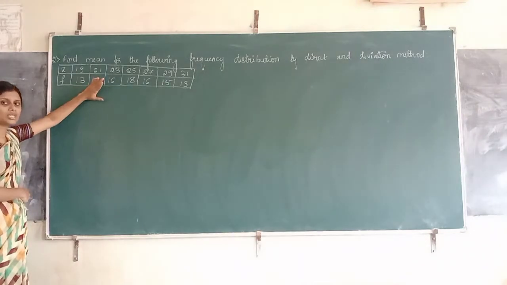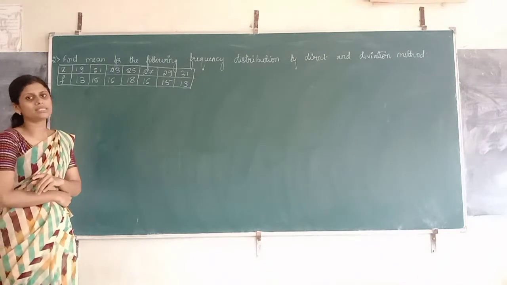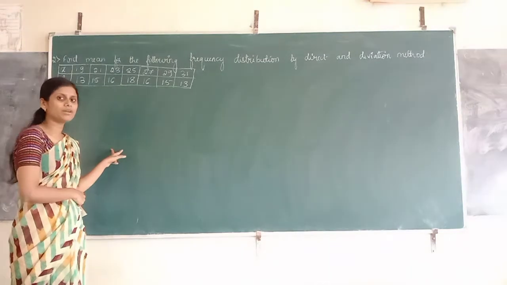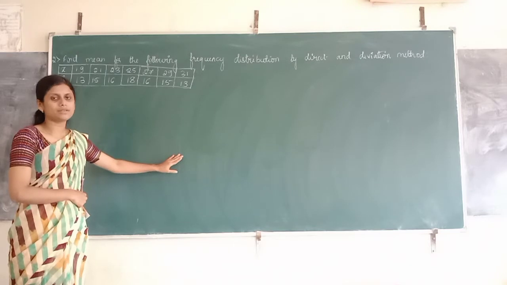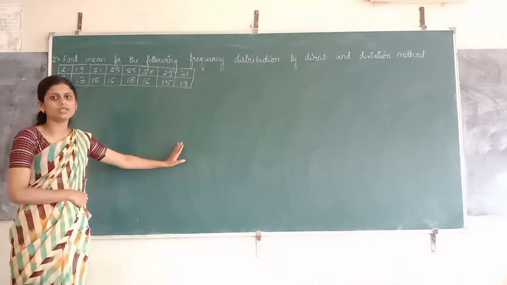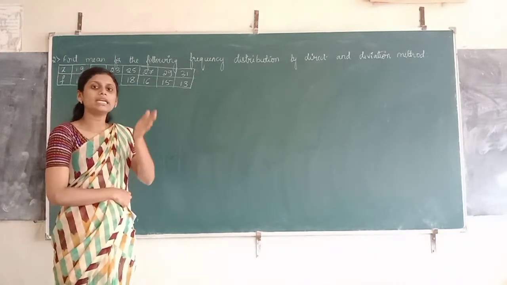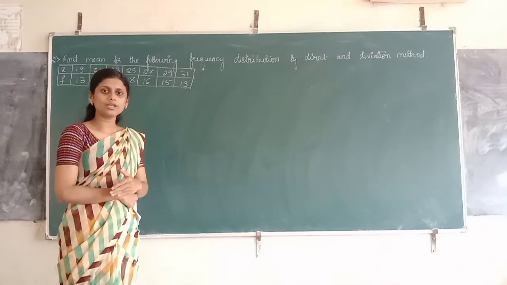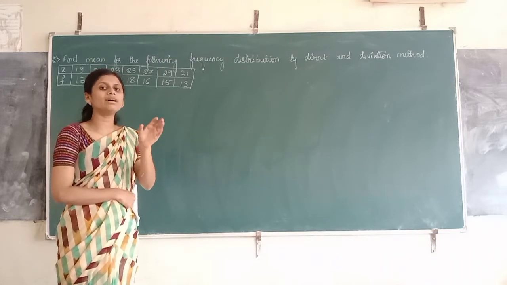In your third chapter, that is classification and tabulation, you have learned how to draw a frequency distribution table. I have told you there are two types of frequency distribution: discrete frequency distribution and continuous frequency distribution. In discrete frequency distribution, x will be there, individual values will be there and respective frequencies will be there. But in continuous frequency distribution, class intervals will be there and then you are going to have a respective frequency for those class intervals.